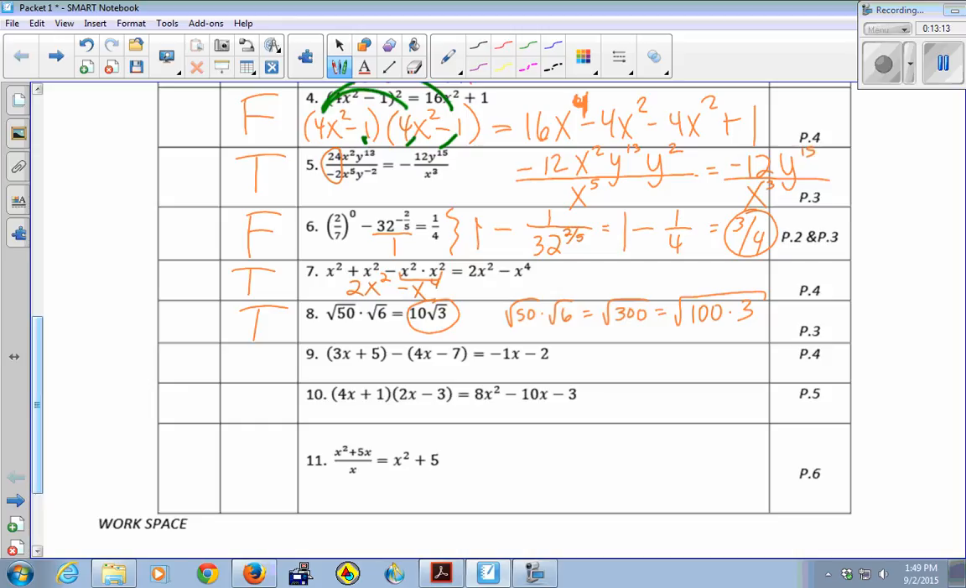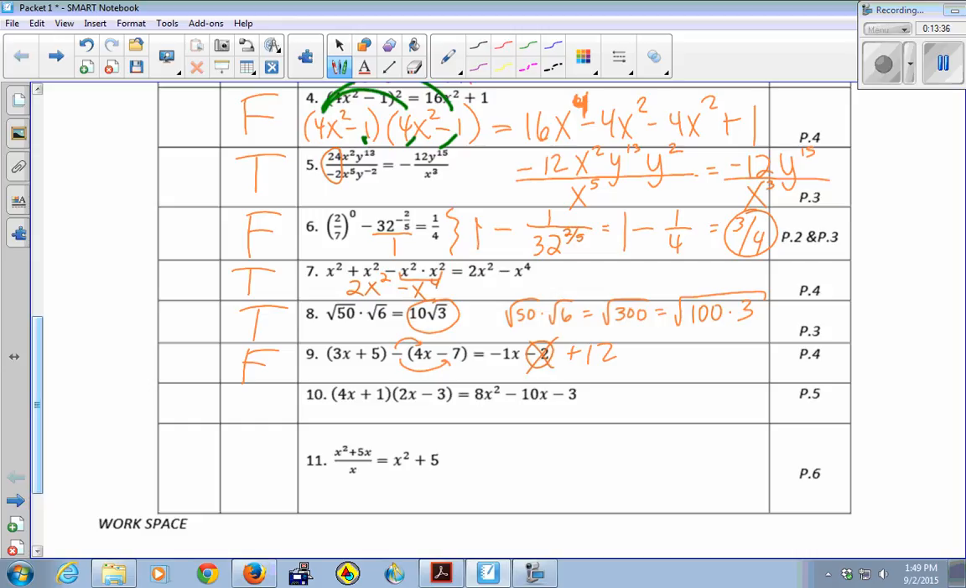Yep. So you did 3x minus 4x, right? So that gives you the negative x. And then you have to do the 5 minus negative 7, right? So it's minus a negative, so it ends up being plus, so that should be plus 12. So as it was written, it was false.